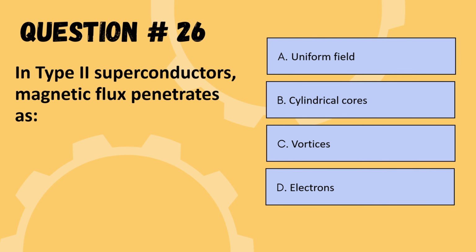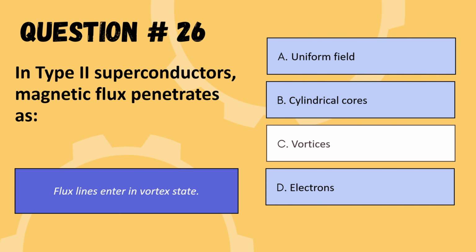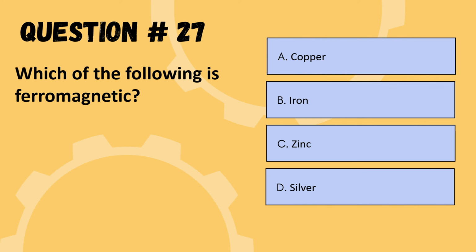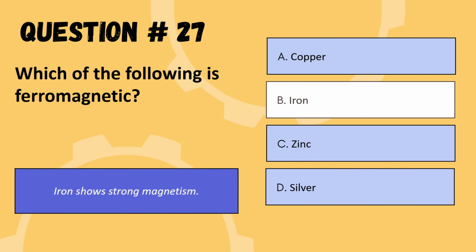Next question is: in type 2 superconductors, magnetic flux penetrates, options are uniform field, cylindrical cores, vortices, or electrons. So the correct option is option C, vortices. So we are moving to the next question. Next question is: which of the following is ferromagnetic? Options are copper, iron, zinc, silver. So the correct option is option B, iron. So we are moving to the next question.